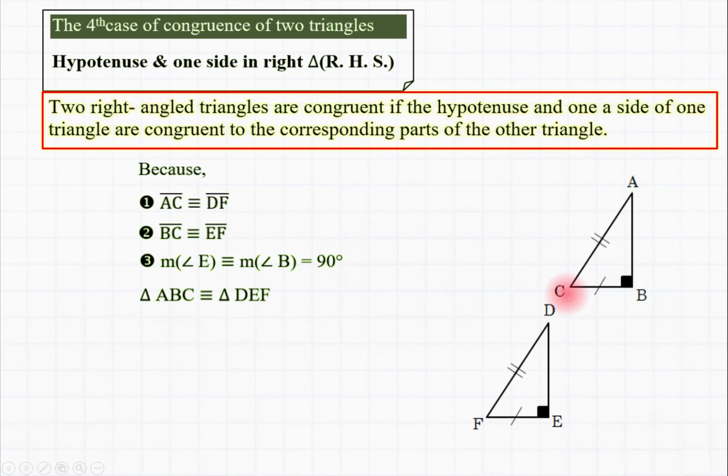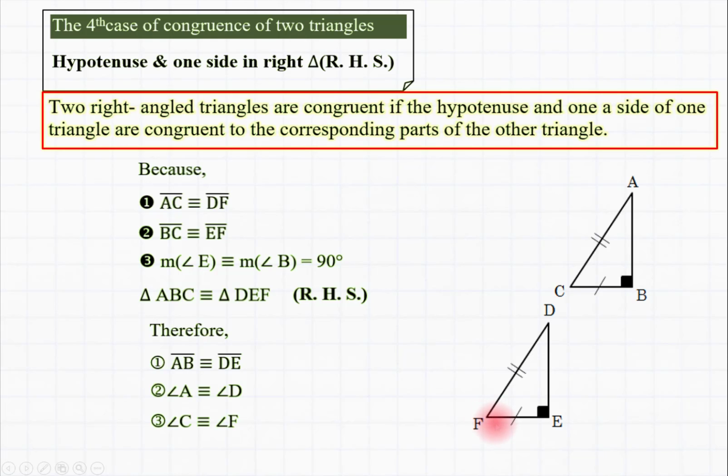Therefore, triangle ABC is congruent to triangle DEF because of right angle, hypotenuse, and side. Therefore, side AB is congruent to DE, the measure of angle A is congruent to the measure of angle D, and angle C is congruent to angle F.